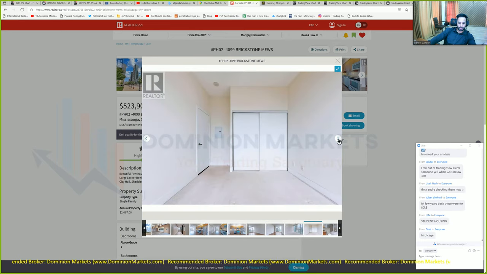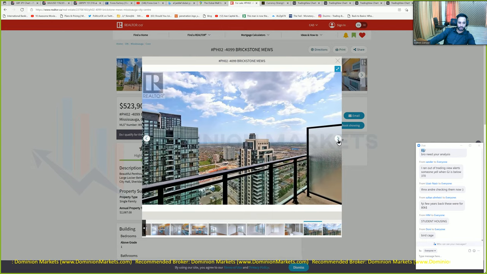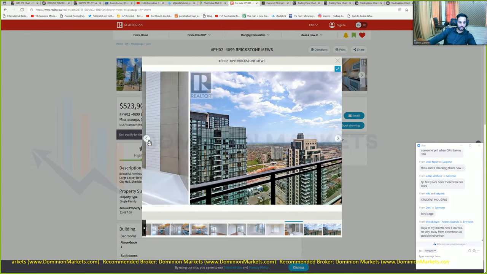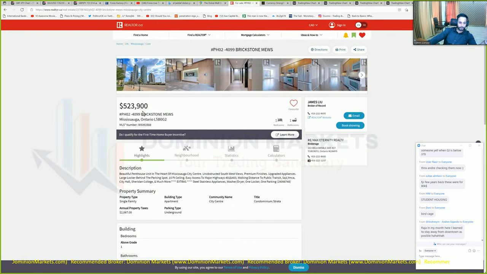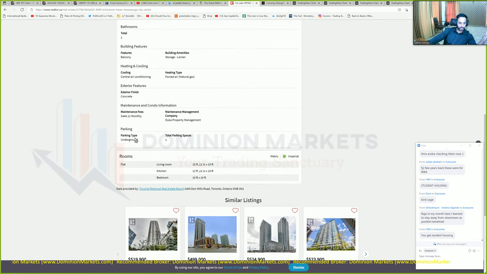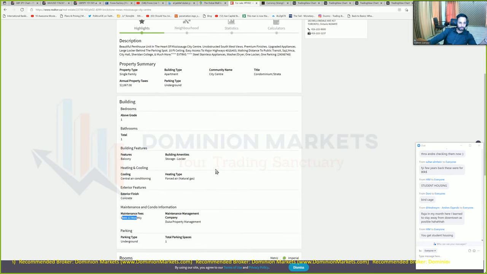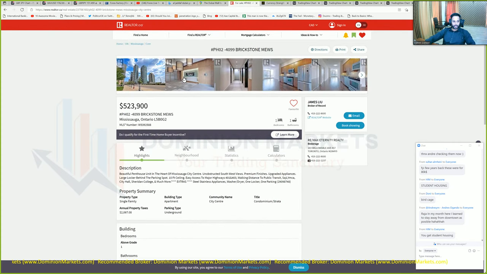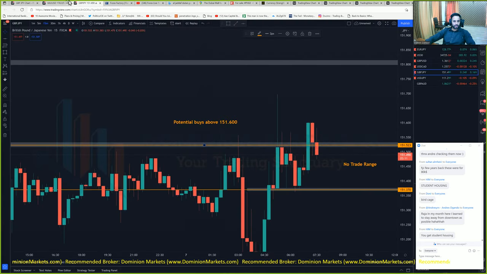This is the bedroom. That's it. This is all you get. For $523,000. $523,000 plus taxes, closing costs, everything is going to cost you close to $550,000, $560,000. How big is it? Yeah, $400 monthly fees too. This isn't even that big at all. Annual property taxes, $2,000. This is probably like 500 square foot. Unbelievable, man. Unbelievable. Jesus.